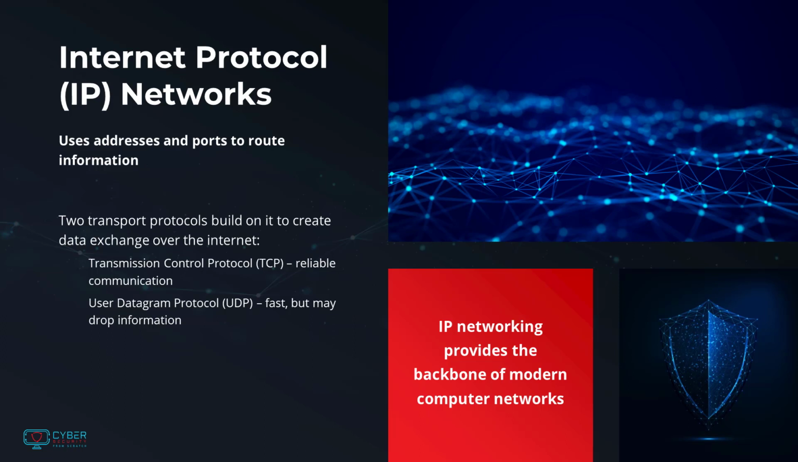But there are two protocols that are built on top of IP that provide the actual data exchange. The first of these is the Transmission Control Protocol, or TCP, which provides reliable communication. What this means is that the client will always know if a message got to the host, and it will always know that the messages it sent arrived in order. However, there's also the User Datagram Protocol, which is faster, but doesn't necessarily inform the client if all the messages got there. They may not always get there in order, and in short, it's just not always reliable.